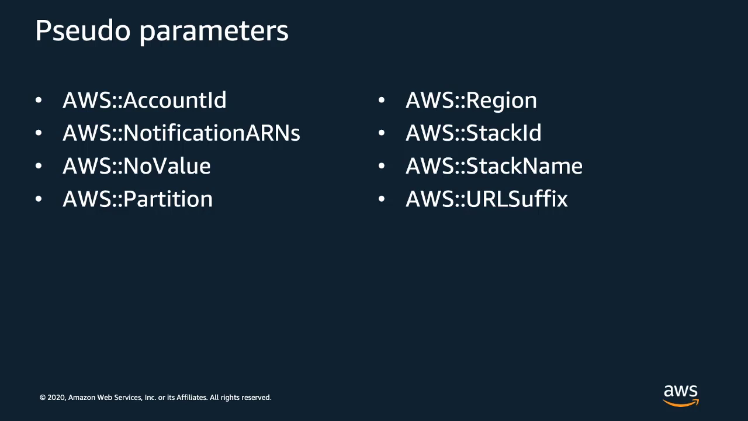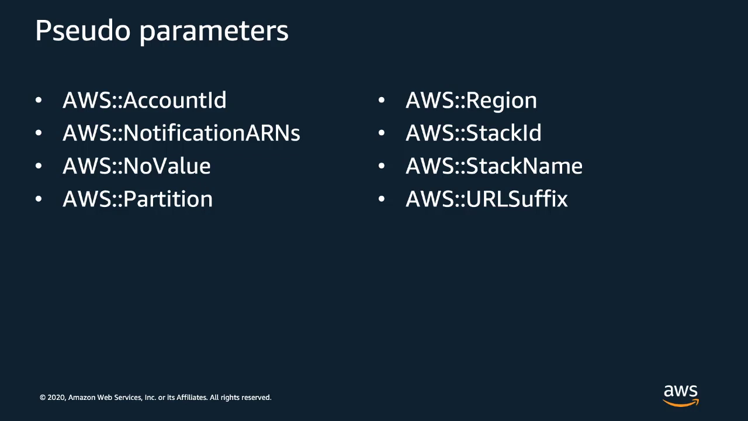Instead, I can use a pseudo parameter, which, as you see here, is identified by AWS and then a colon, and then I can get an account ID. I can get a region. I can get the stack ID or the stack name, the partition, or no value. No value is kind of interesting, where I can actually pass in a null value, which is kind of tough in JSON sometimes. So I can say, hey, based on some conditions, either set it to this value or no value, meaning don't set this parameter.